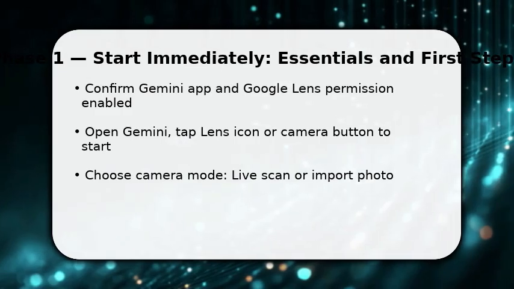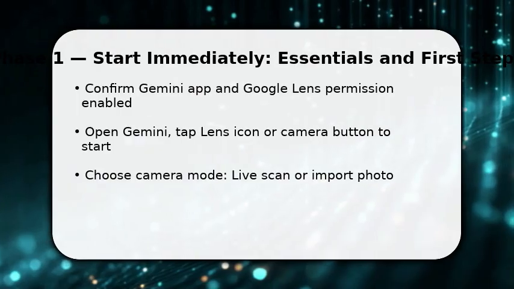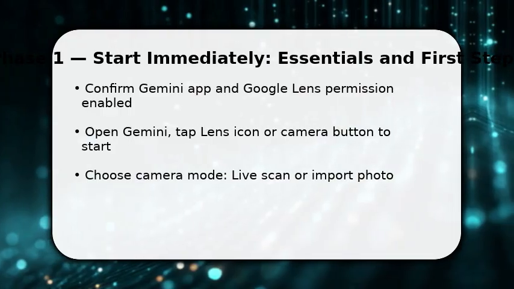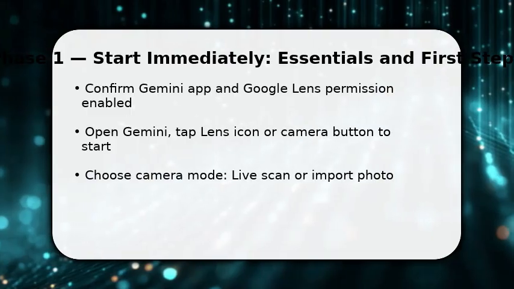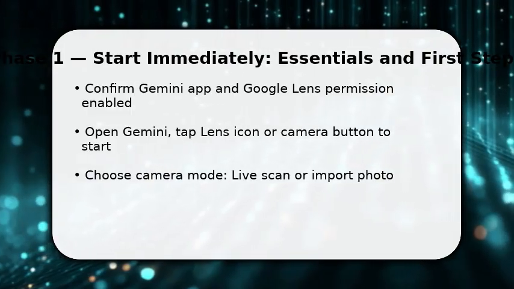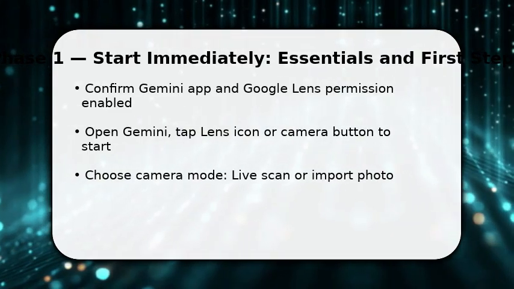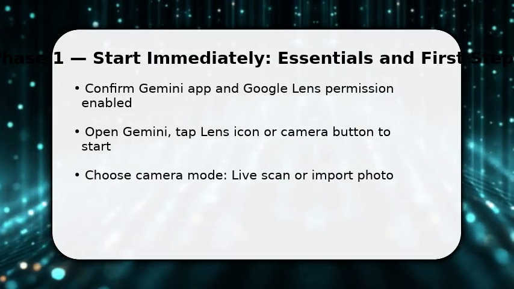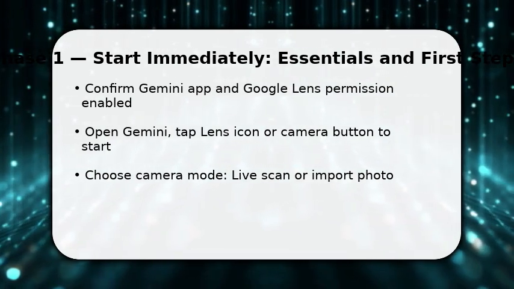Enjoy the video. You begin by confirming Gemini has camera and storage permission. This prevents interruptions. Once done, open Gemini and tap the lens icon. This immediately activates visual recognition. Make sure to select Live Scan if you need real-time results or Import Photo to analyze an existing image. Adjust permission prompts now so you can continue without pausing. This step gets you into the tool quickly and ensures the app can access the image data it needs to identify objects, text, or places.